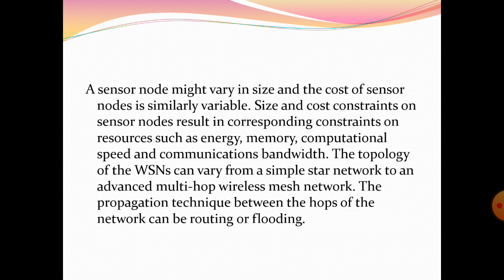A sensor node might vary in size, and the cost of sensor nodes is similarly variable. Size and cost constraints on sensor nodes result in corresponding constraints on resources such as energy, memory, computational speed, and communications bandwidth. The topology of wireless sensor networks can vary from a simple star network to an advanced multi-hop wireless network. The propagation technique between the hops of the network can be routing or flooding.